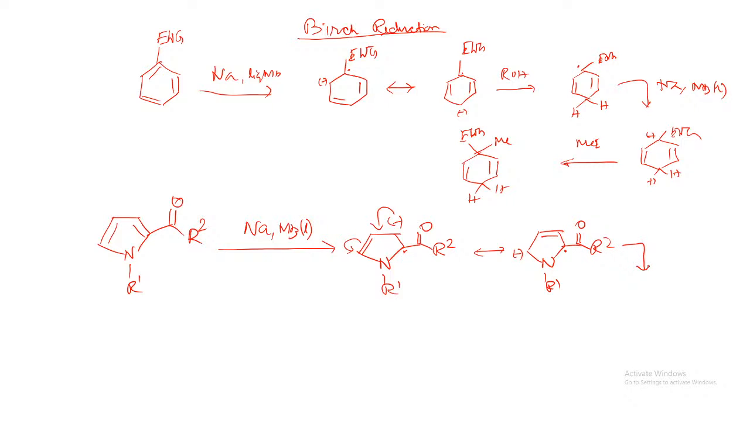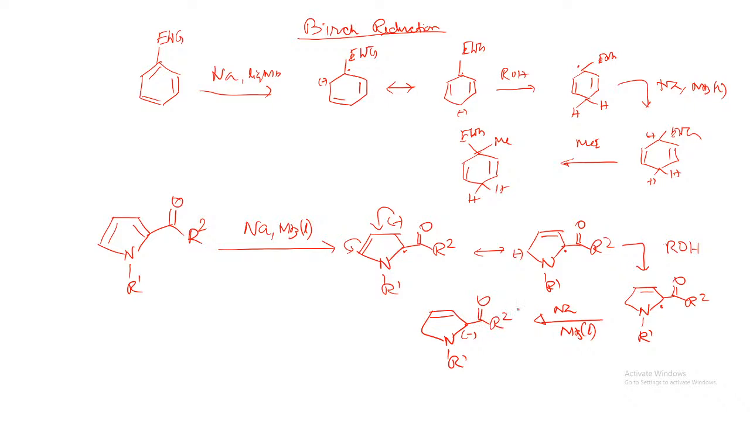Now your protonation. If you see, this reaction is in the alcohol solvent, so alcohol will come. Now again another sodium. Similarly, this negative charge is at last formed at the carbon atom where the electron withdrawing group is there. Now if you put the iodomethane, so this alkylation happens at the two position where the ketone group is present.